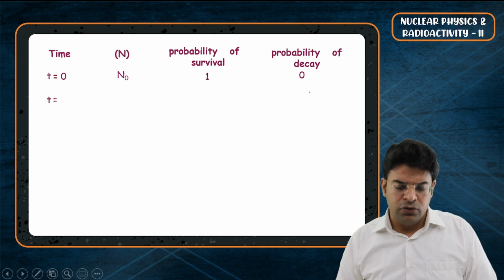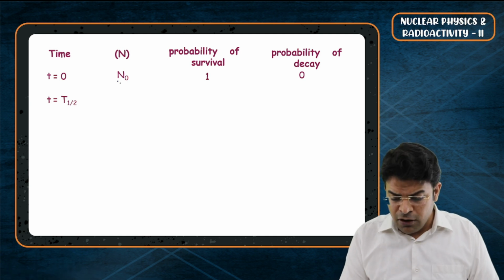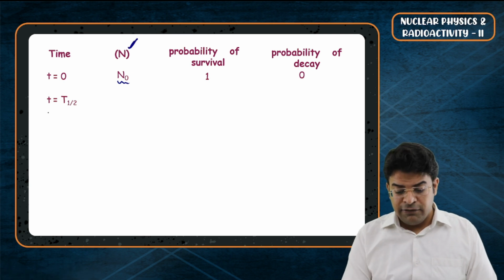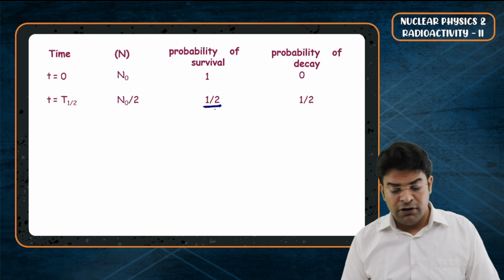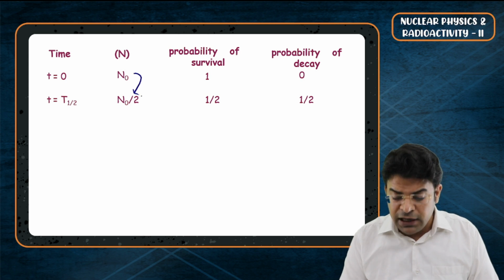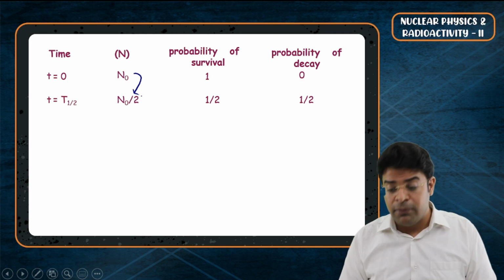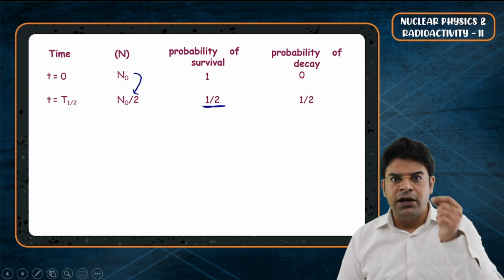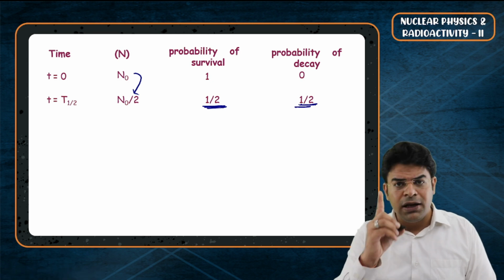Now let's talk about time equals t half. After one half-life, the number of active nuclei will become half. So the number of active nuclei at time equals t half will be n0 by 2. What will be the probability of survival? Half. Why? Because out of the total initial number of active nuclei, now only half are there. So half have survived, and the probability of survival will be half. And half have decayed, so the probability of a particular nucleus to decay will be half. And see, their sum is still 1.